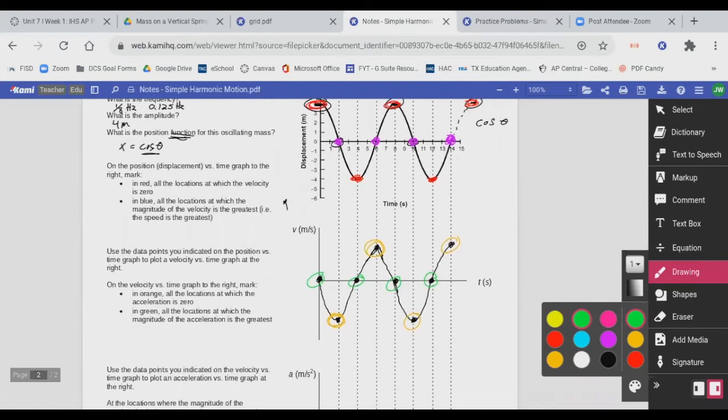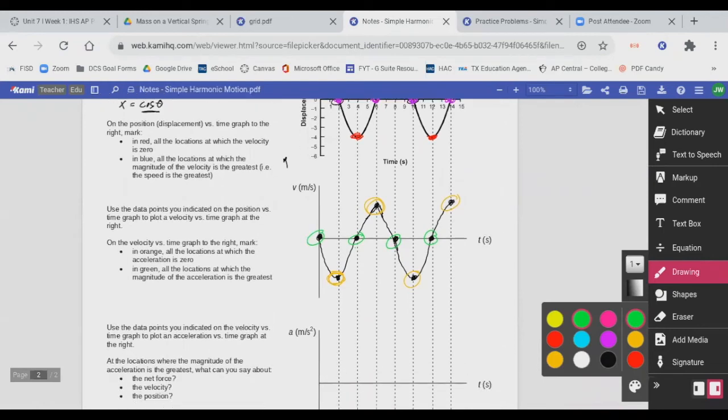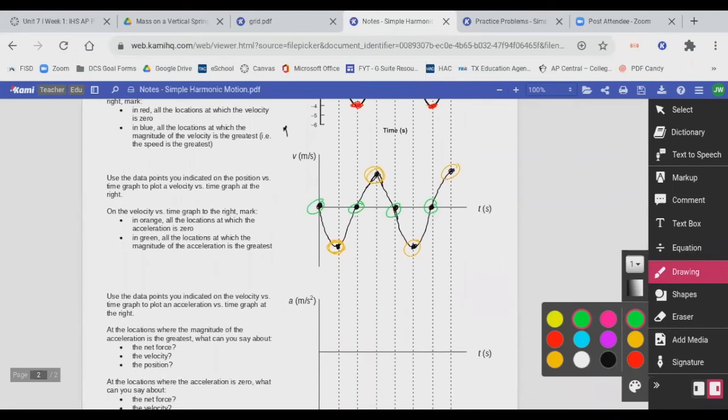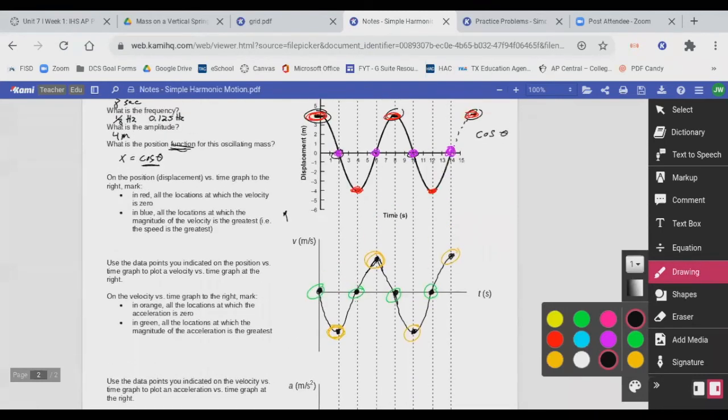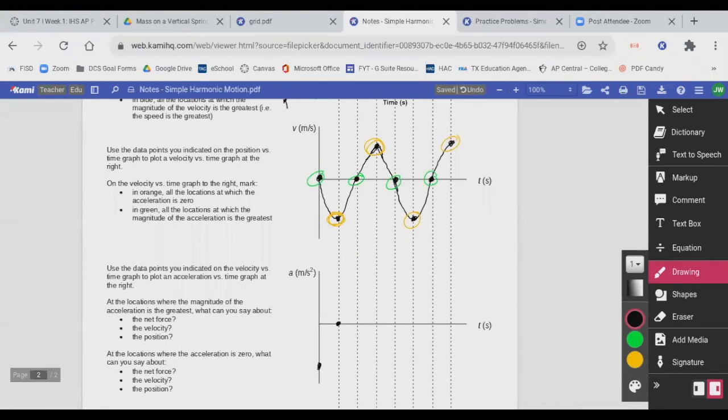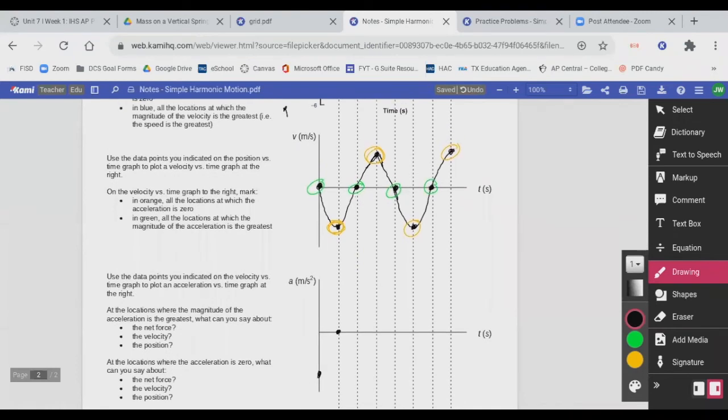All right, the next one says, use the data points you indicated on the velocity versus time graph to plot an acceleration versus time graph at the right. And then it wants us to mark some stuff. So in this case, let me go back to my black marker. It should be something like: starts negative, goes to 0, and then goes positive, and then 0, and then negative, and then 0, and then positive, and then 0.